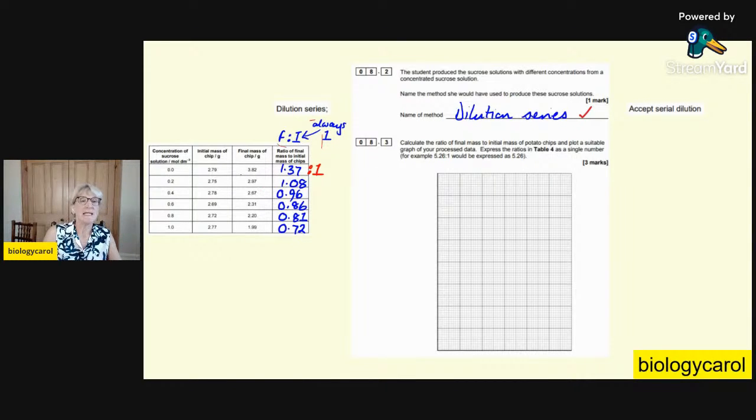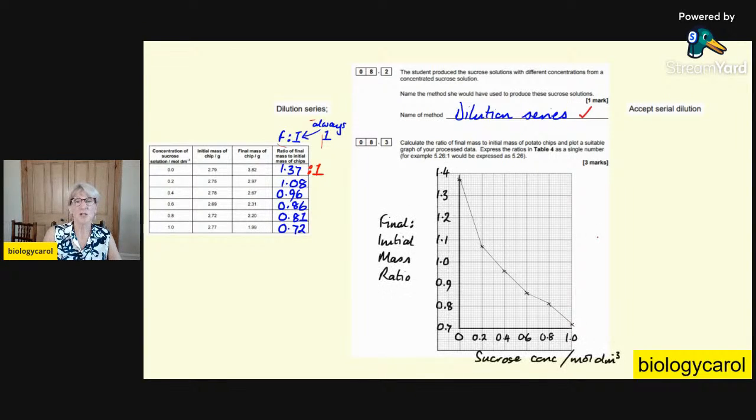So, and hopefully, just by looking at the raw data, you can see here we've got an increase in mass above 1. Hopefully that makes sense. And as the concentrations of sucrose increase, the amount of mass loss increases. Hopefully that makes sense too biologically. Here is my graph. Final to initial mass ratio. No units, it's just a number. Sucrose concentration along the x-axis because it is the independent variable.